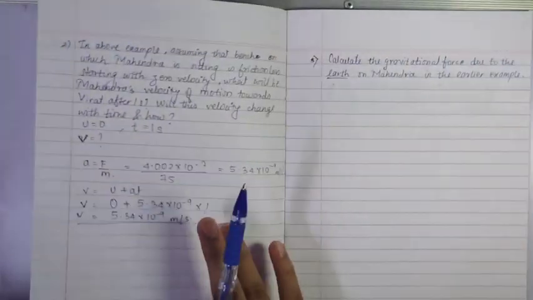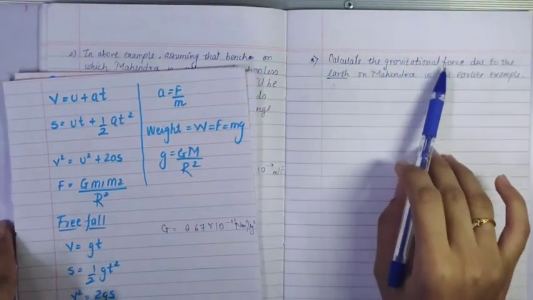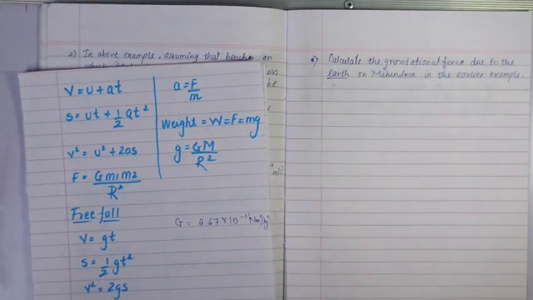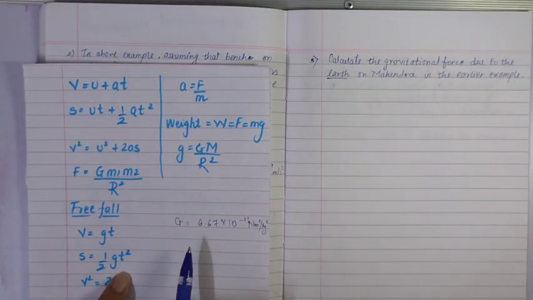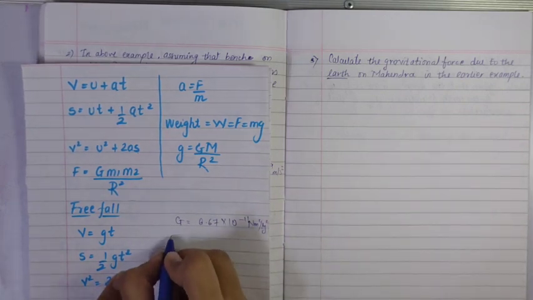Fine. Now what they have asked here is to calculate the gravitational force between Mahendra and the Earth. So for that, what you need is the mass of the Earth as well as the radius of the Earth. So let's first note down what is the mass of the Earth.